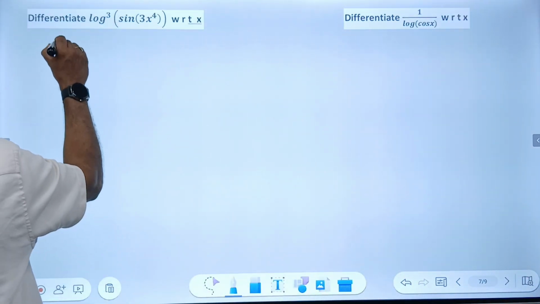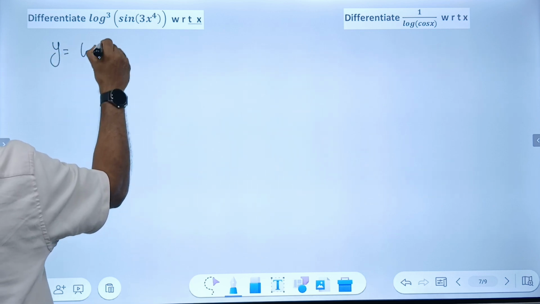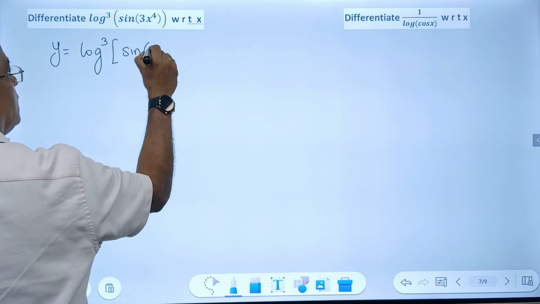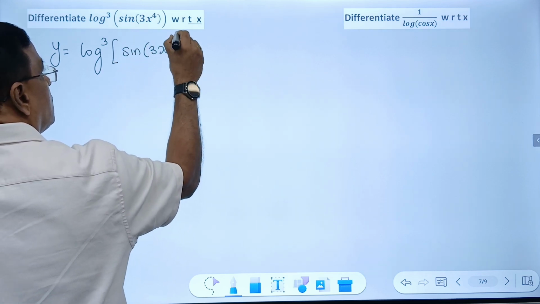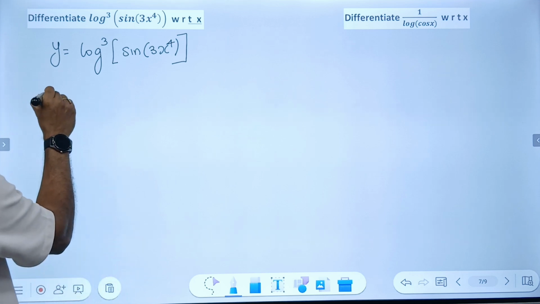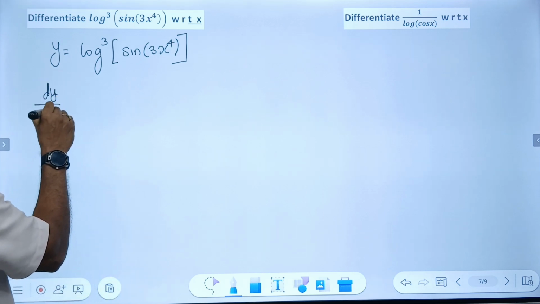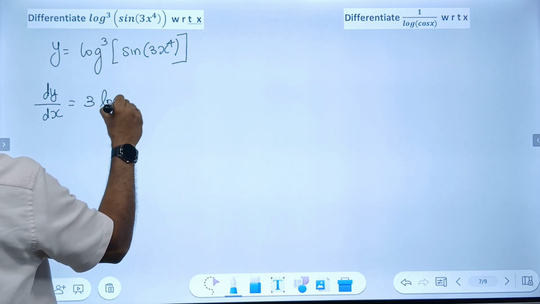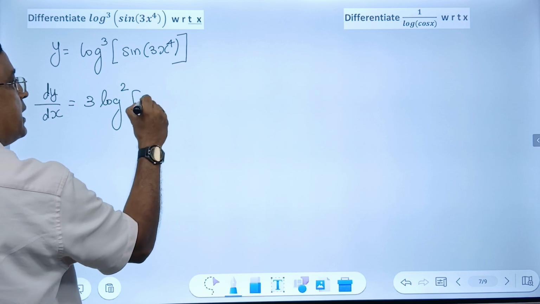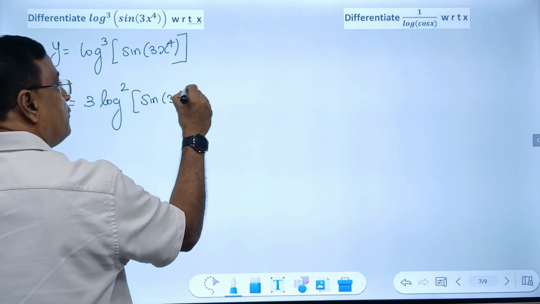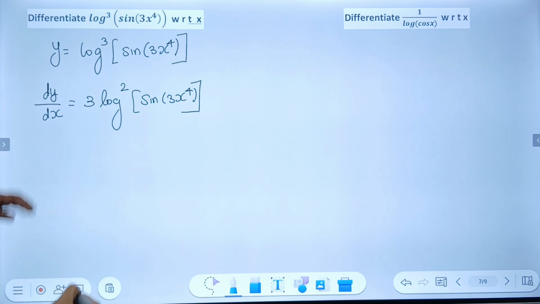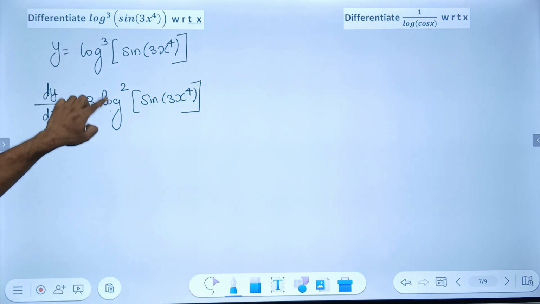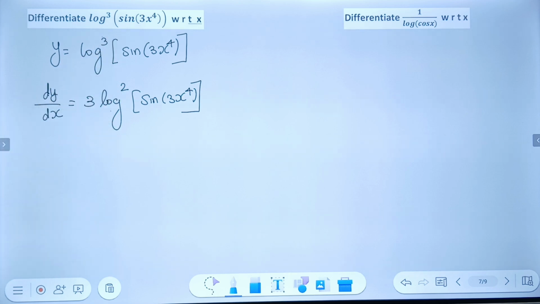This is y equal to log cube sine of 3x power 4. So if I want to differentiate this, what do I differentiate first? Right, you have to differentiate the power 3. How do I do that? 3 log square sine of 3x power 4. So what did I do? I differentiated the power, that is 3. n into x to the power of 3 minus 1. 3 minus 1 is 2.